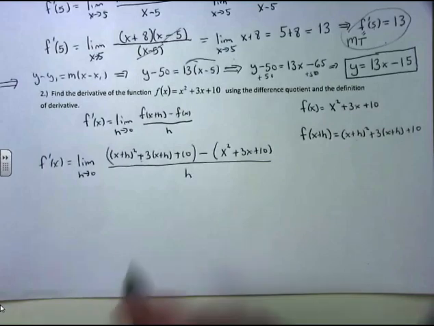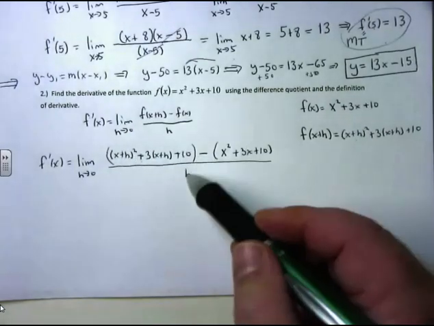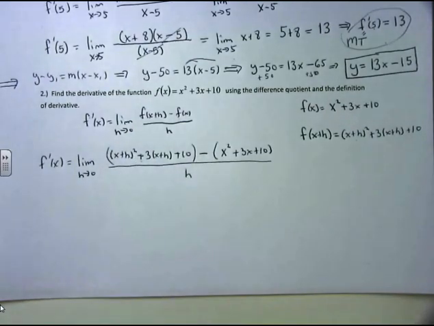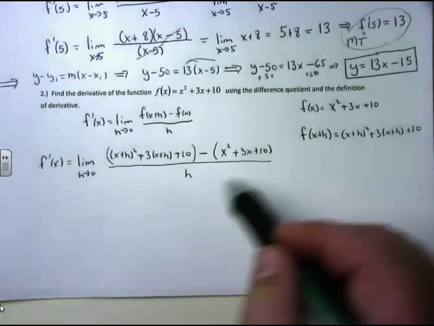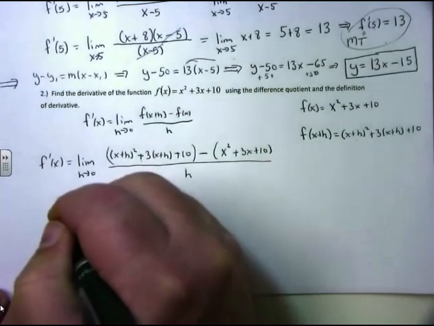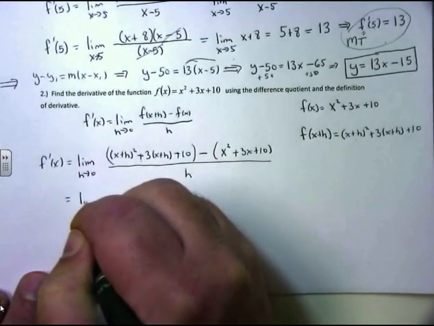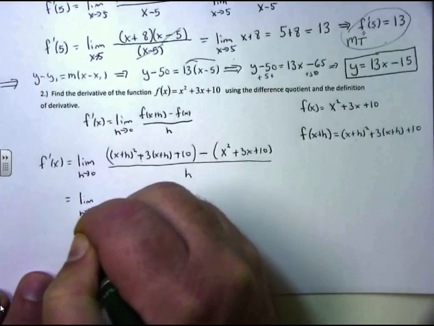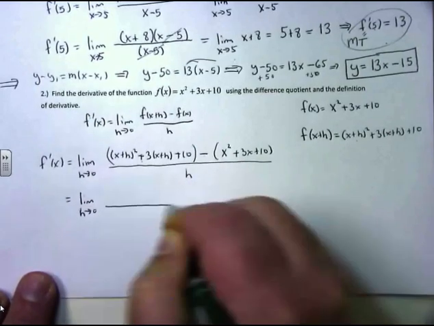Now, I want to clean this up, because right now if I plug in h is 0, this will cancel with this and give me 0 divided by 0. What a surprise. So I'm going to clean this up. So this would be equal to the limit as h goes to 0. Now how do I clean this up?